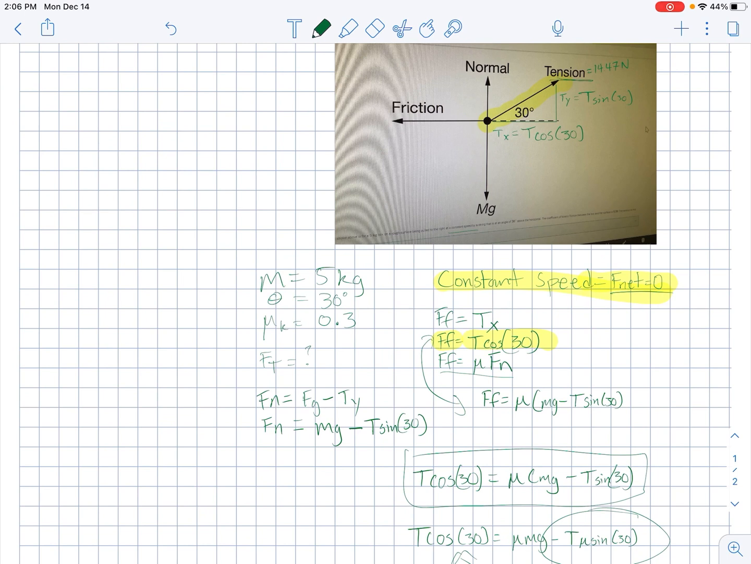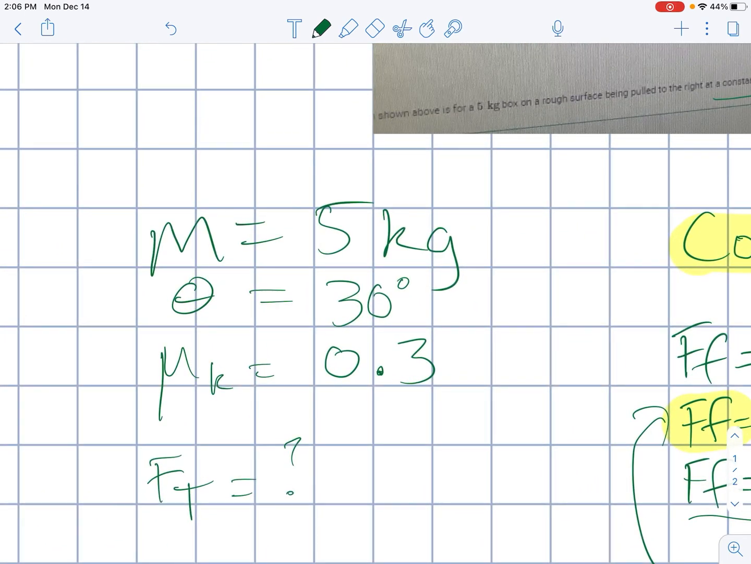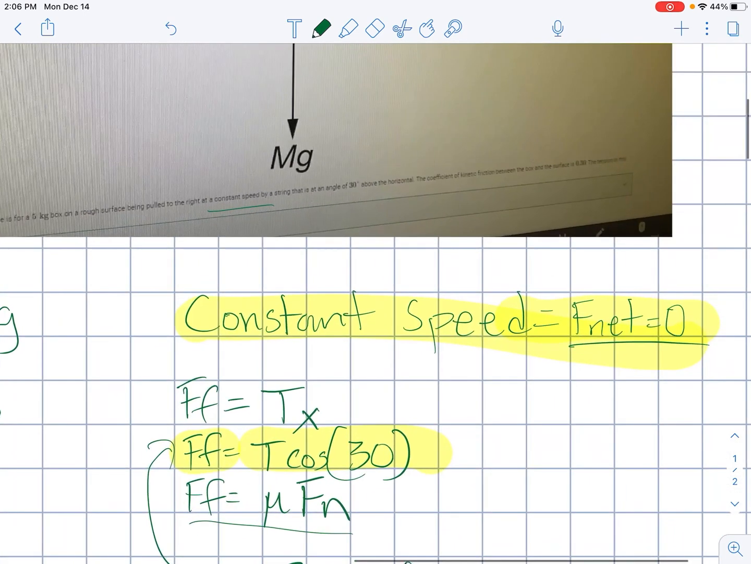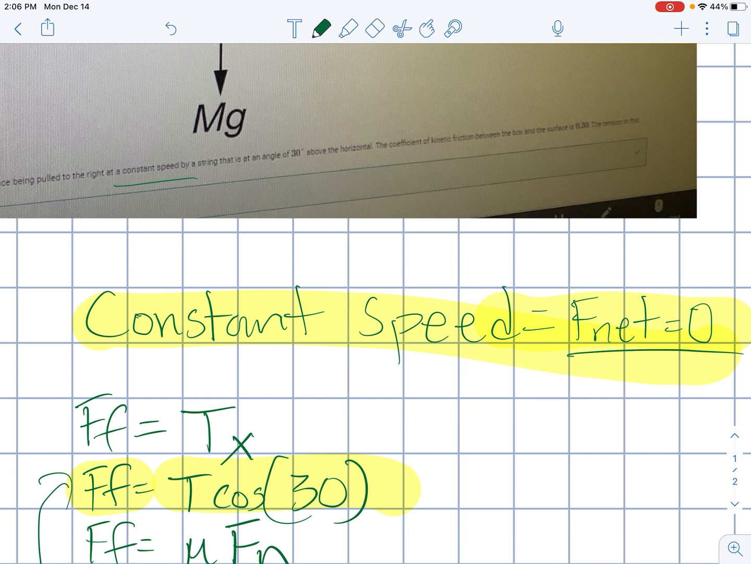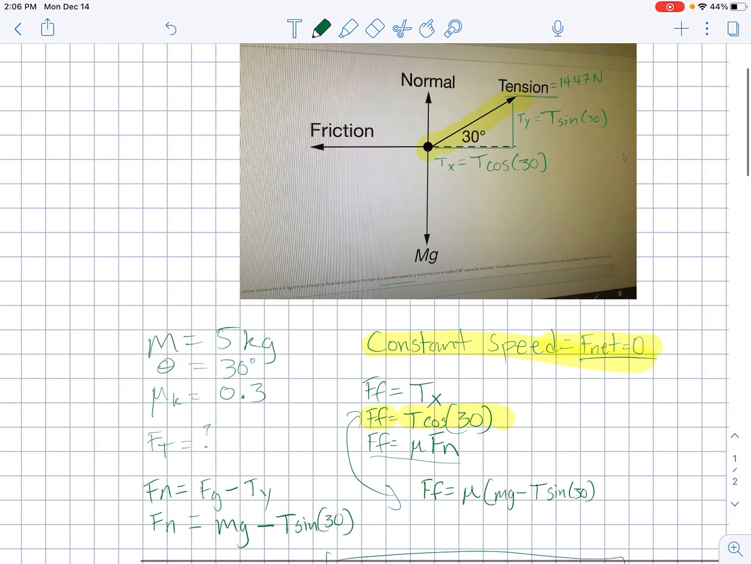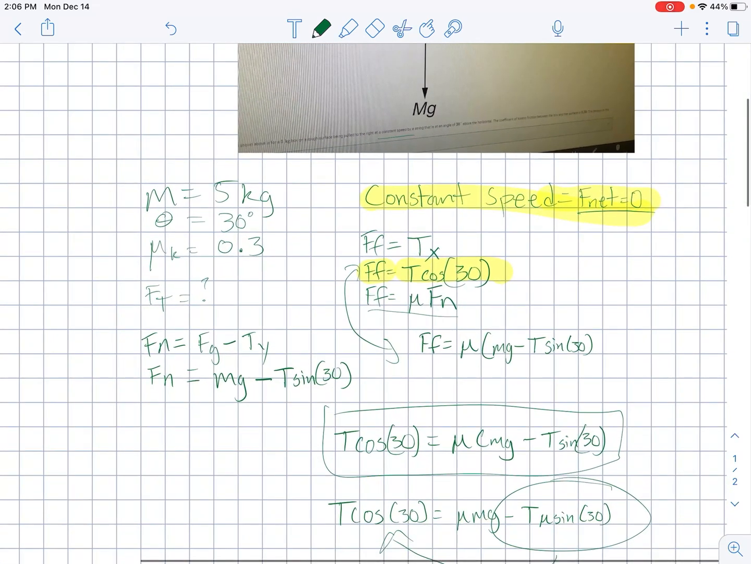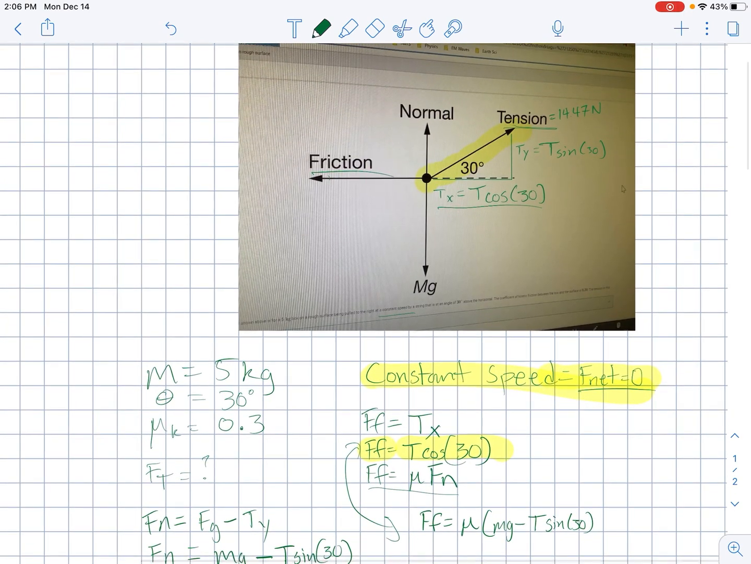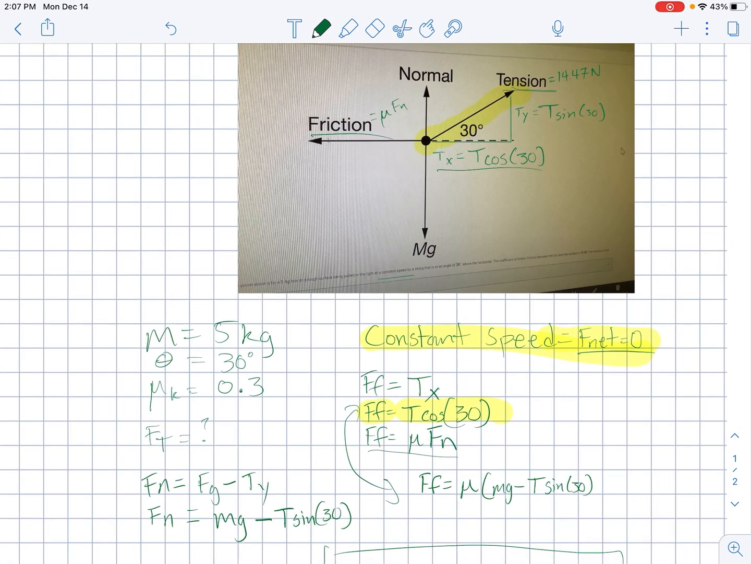All right, so we started by establishing the variables we know, and figuring out the type of motion that we have: constant speed, which means that net force is 0. That makes things a lot easier. If net force is 0, that means our frictional force is equal to our tensional force in the x direction. We know our formula for friction is mu times normal force. In this case, normal force is mass gravity minus the tensional force in the y direction.